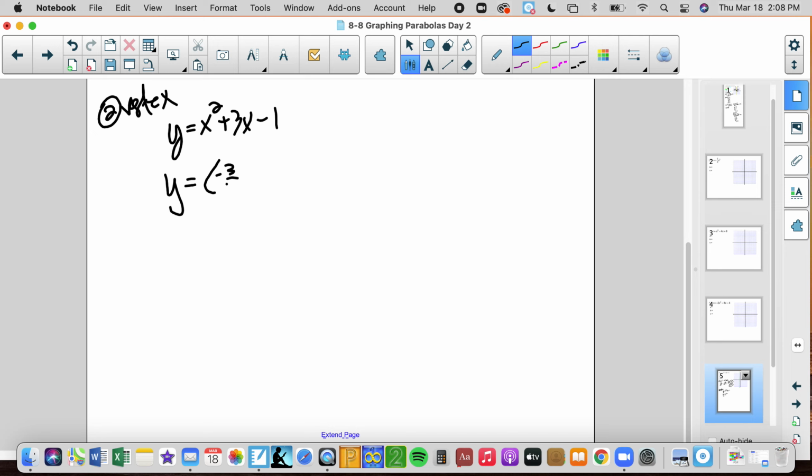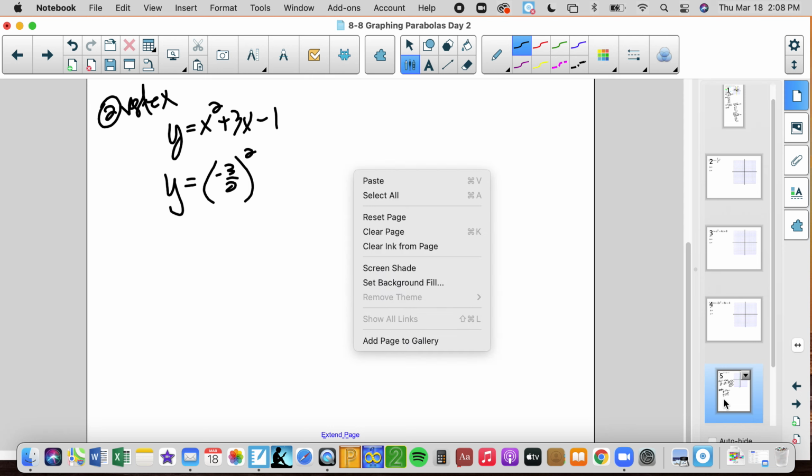-3/2. We have (-3/2) squared. Notice that I put parentheses around that, because if I don't have the parentheses and I write it like that, I'm only squaring the 3. I'm not even squaring the negative. I'm just squaring the 3. And this would give me -9/4, which is incorrect.